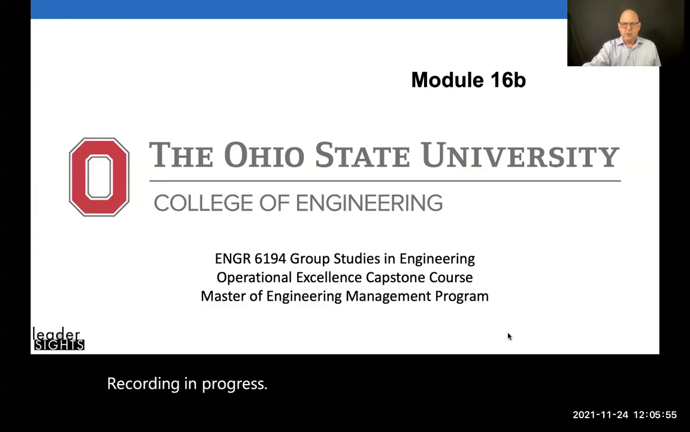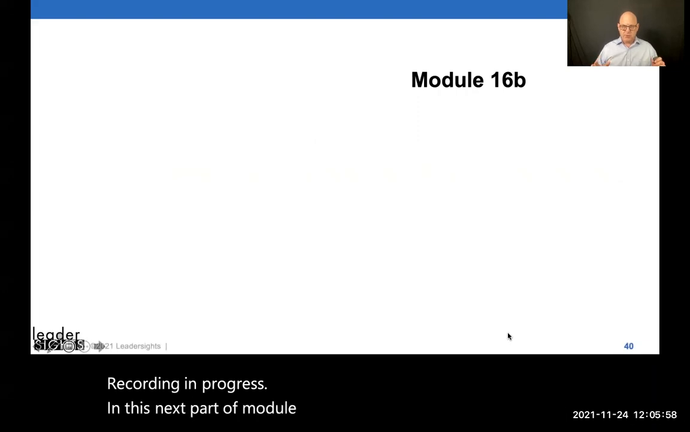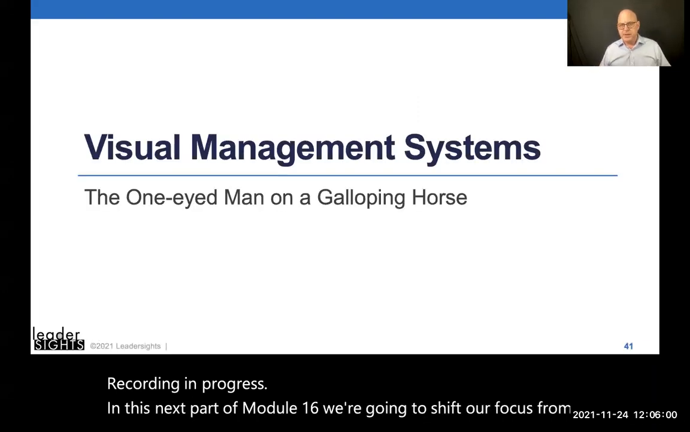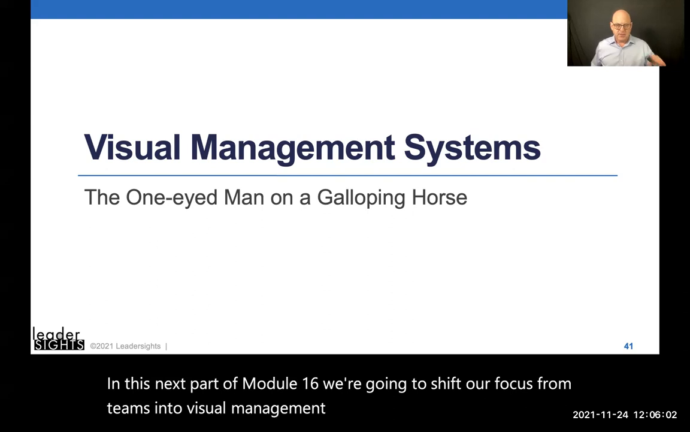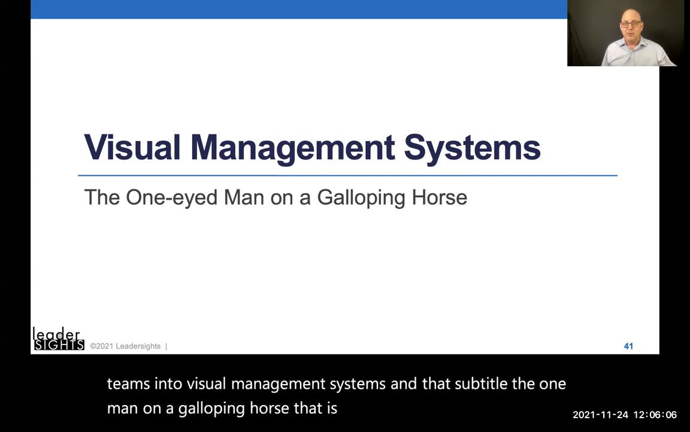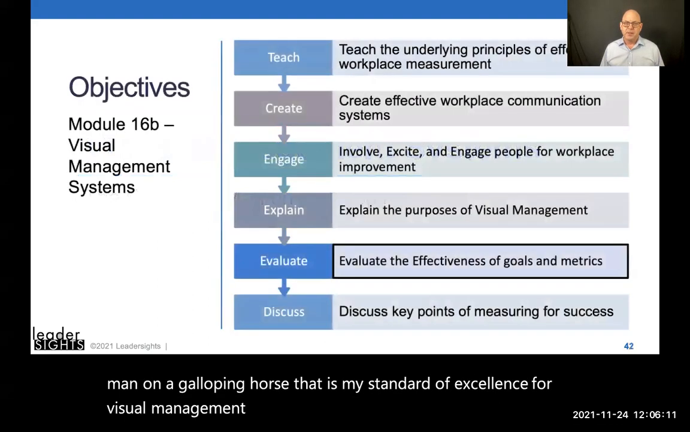In this next part of Module 16, we're going to shift our focus from teams into visual management systems. And that subtitle, The One-Eyed Man on a Galloping Horse, that is my standard of excellence for a visual management system. More on that in a little bit.